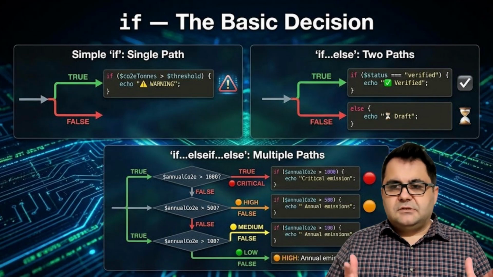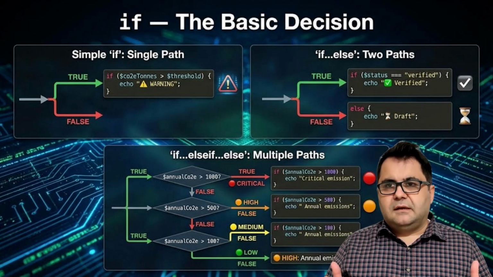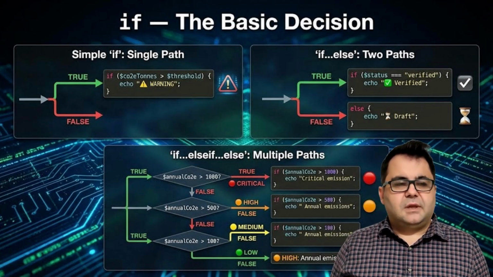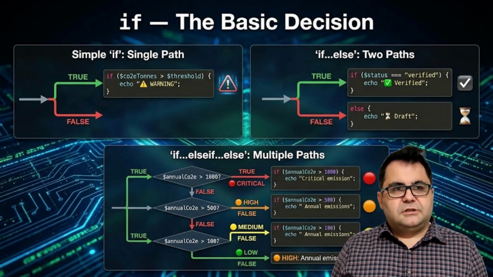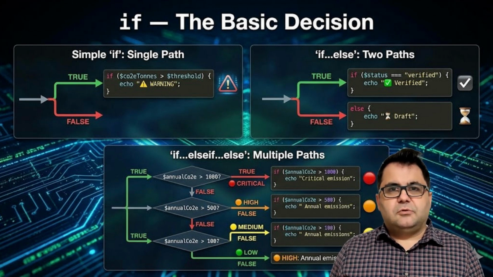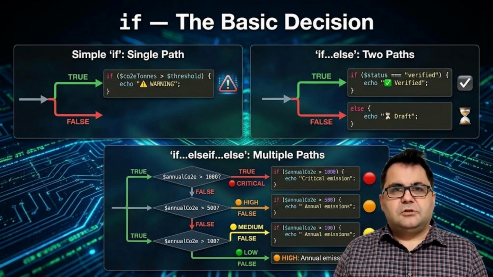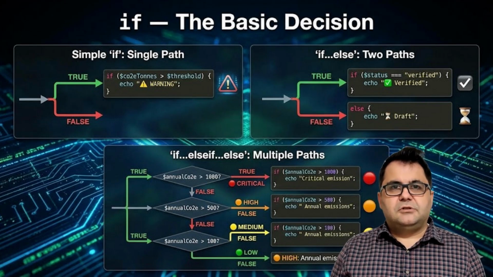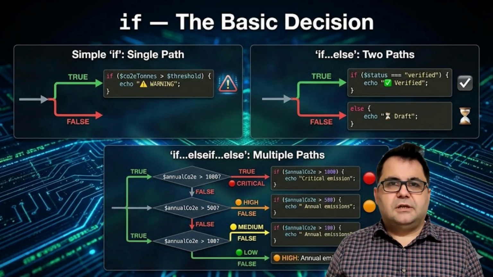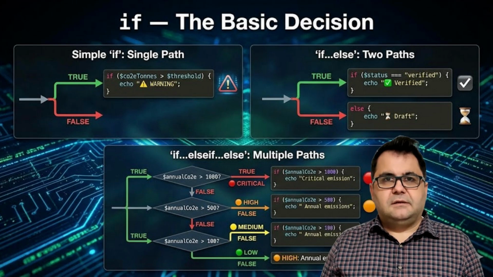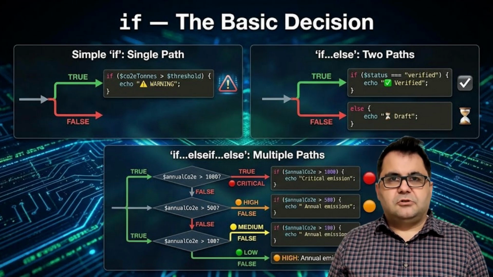The if statement is the most fundamental control structure. If the condition is true, the code block executes. If false, it's skipped. With else, you provide an alternative path. One of 2 blocks will always execute. With elseif, you chain multiple conditions, checked in order from top to bottom. The first true condition wins, and the rest are skipped.